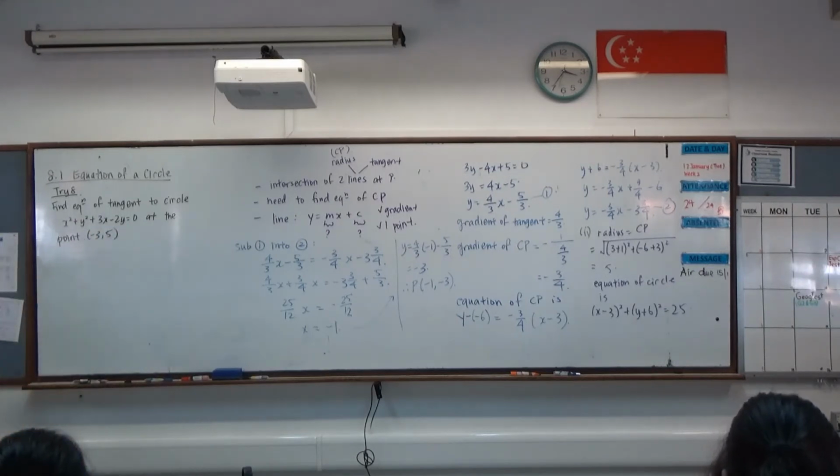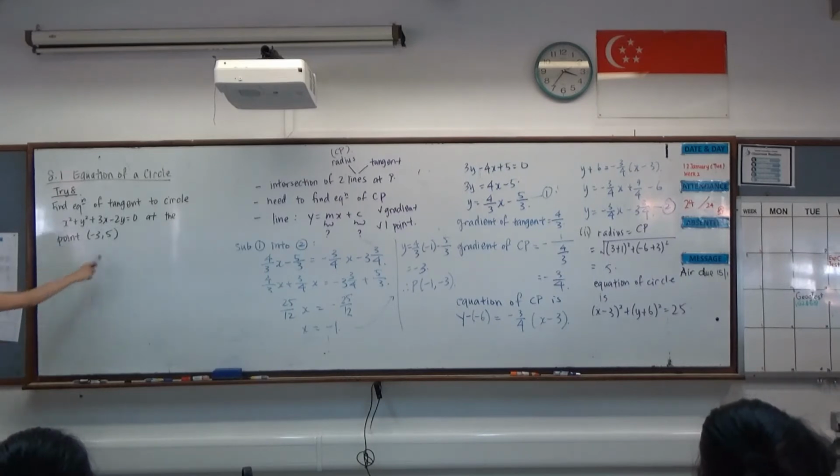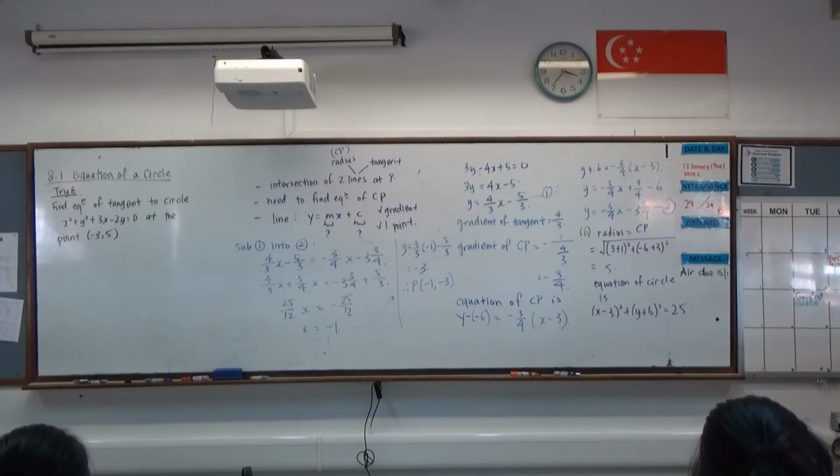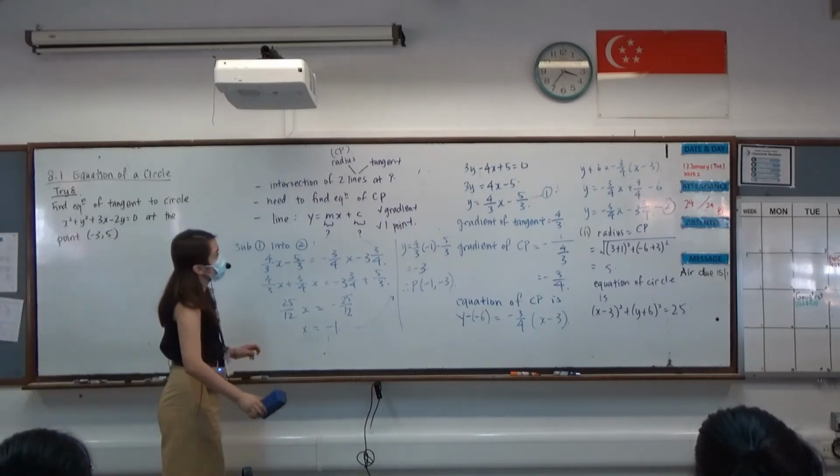Okay, for try it, we want to find the equation of the tangent to the circle, given the equation of the circle, at the point (-3, 5). Could you maybe draw a diagram that would correctly illustrate what the question is talking about? Just try to illustrate this question now. I'll give you 30 seconds to do so.